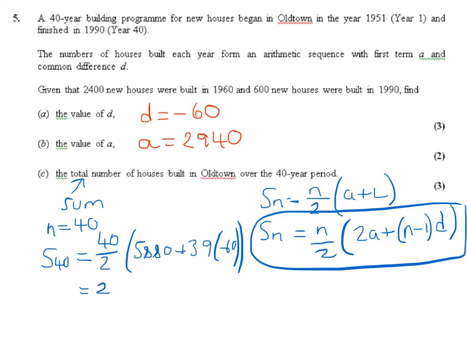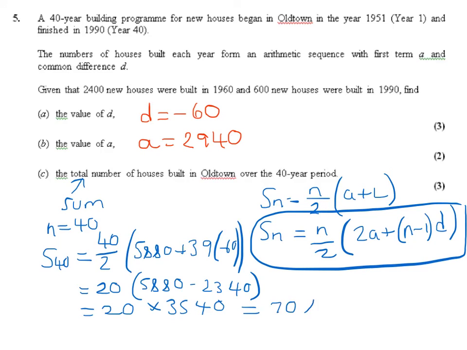Okay, so if we multiply this out, we're going to add 5,880 and 39 times minus 60. If you do this in a grid or however else you want to do it, you need to be able to do this without a calculator, remember, for Core 1. Then it's minus 2,340. So therefore that's 20 times 3,540, which equals 70,800 in total.